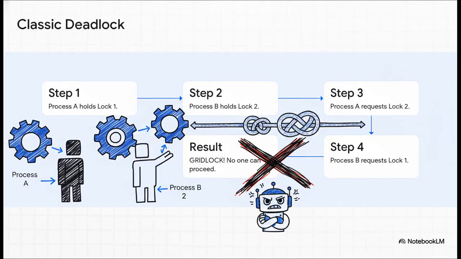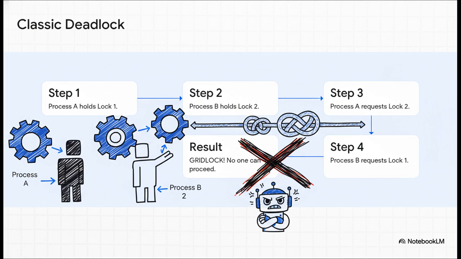Okay, here's the classic textbook scenario. Imagine process A grabs lock 1. At the exact same time, process B grabs lock 2. Now, process A needs lock 2 to move forward. But process B has it. And what does process B need? You guessed it, lock 1, which process A is holding on to. They're stuck. They will literally wait for each other forever.